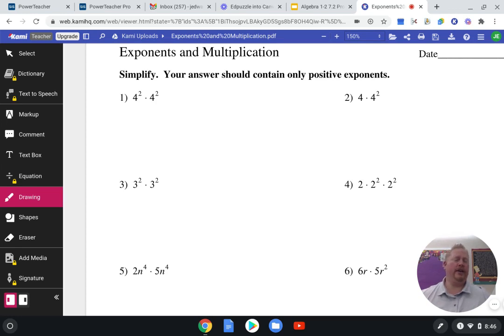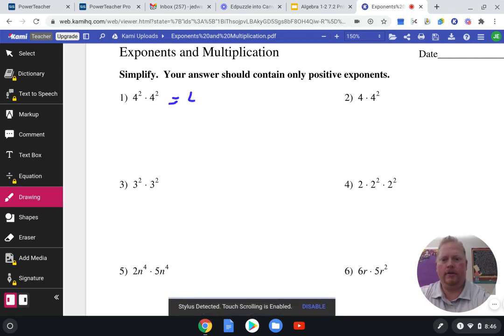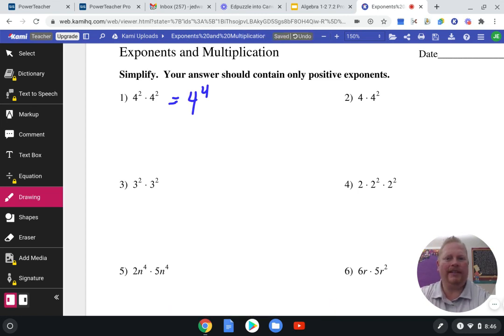All right, so here is an example of a worksheet. Let's go ahead and do a couple of these problems real quick. Number 1, 4 to the 2nd times 4 to the 2nd. So I'm going to add up my exponents and get 4 to the 4th. Now, if it's an easy problem like this, 4 to the 4th, we can go ahead and work that out, because 4 times 4 times 4 times 4 is 256.